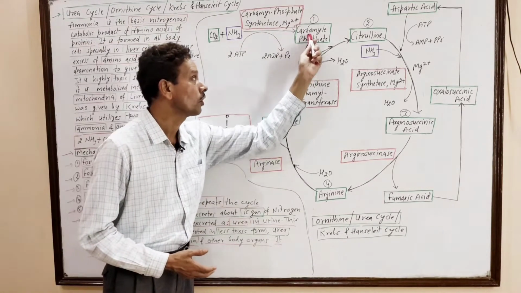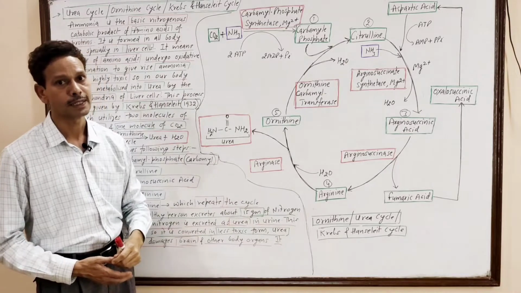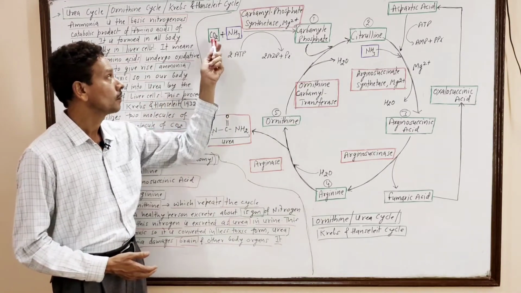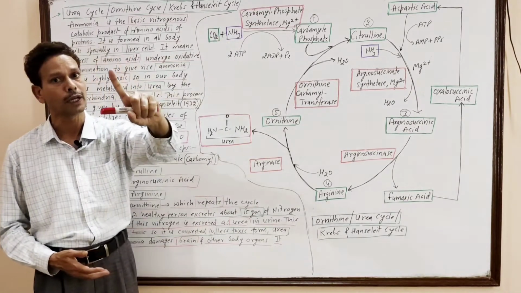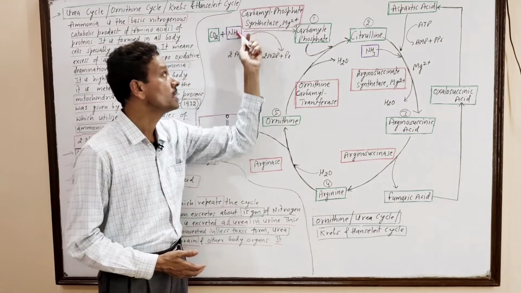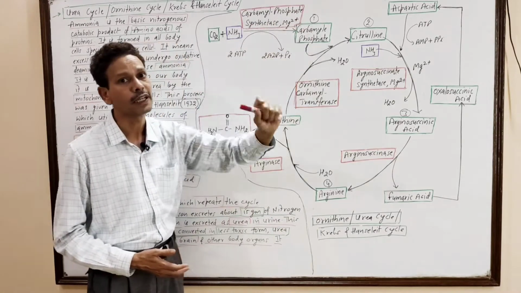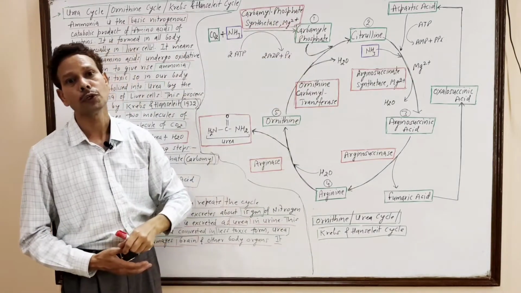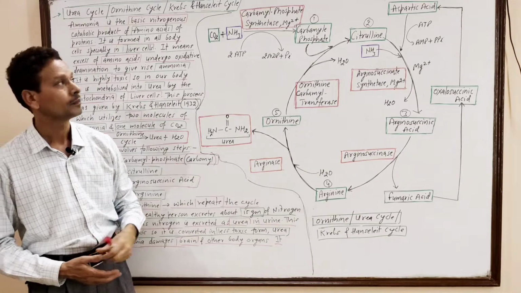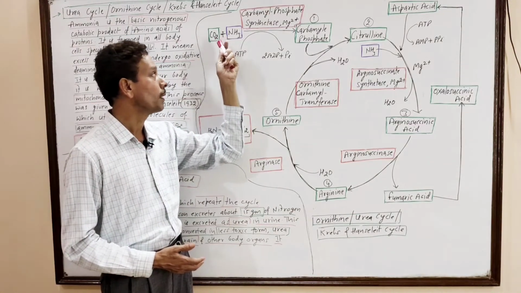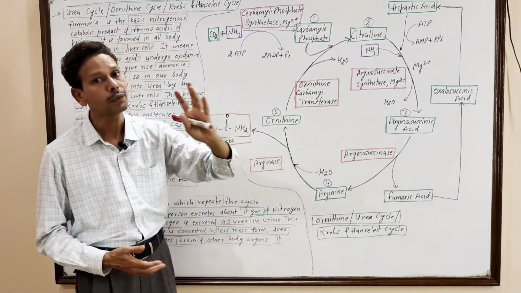First step is formation of carbamyl phosphate. Note down, in this first step, carbon dioxide, this CO2 interacts with one molecule of ammonia, in presence of the enzyme carbamyl phosphate synthetase, and a cofactor which is needed in this step, that is Mg positive 2 ions. This step also requires 2 molecules of ATP, and this CO2 in presence of ammonia produces carbamyl phosphate.